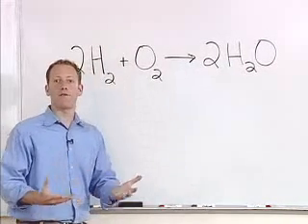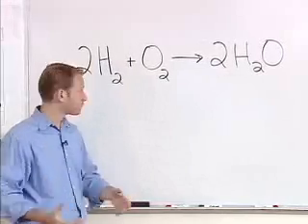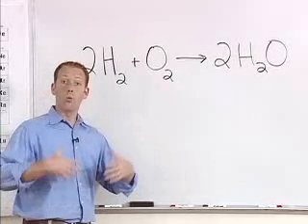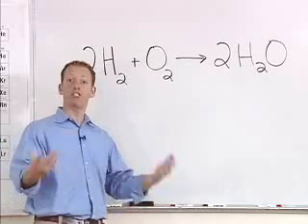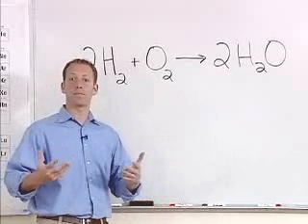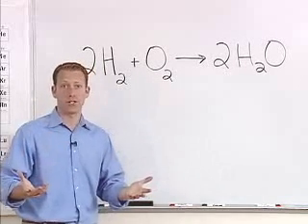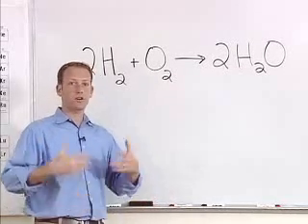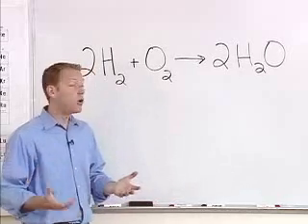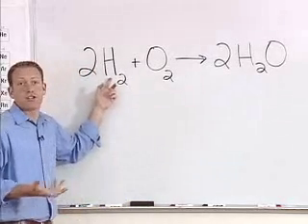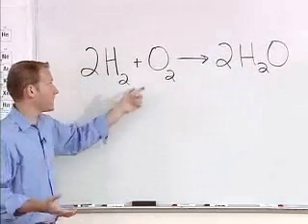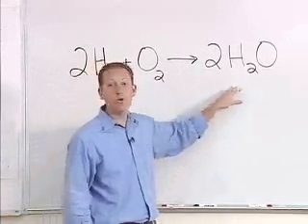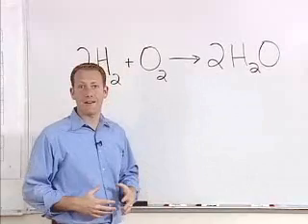Now, all chemical formulas and all chemical symbols show 2 types of information: what you have and how much you have. What you have is sometimes called qualitative information, and how much you have is sometimes called quantitative. So what's the qualitative information? What do you have? Well, you know here you have hydrogen. That's what you have. What do you have here? You have oxygen. And what do you have here? You have water. That's the qualitative information.